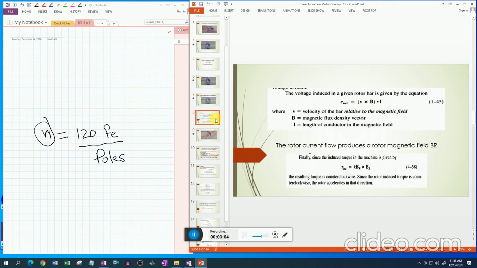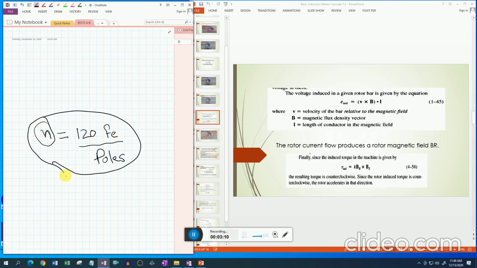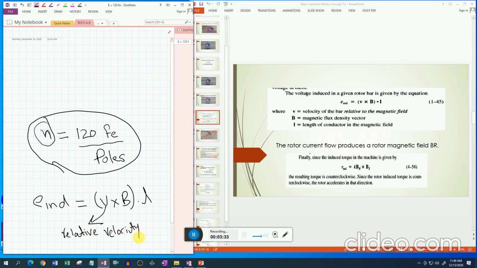So till now we studied that according to Faraday's law, EMF is induced, and in chapter 1 we already studied that e induced is equal to (v cross B) dot l, where v is the relative velocity between the rotor bar and the synchronous speed of the stator magnetic field, B is the magnetic flux density vector, and l is the length of the conductor in the magnetic field.